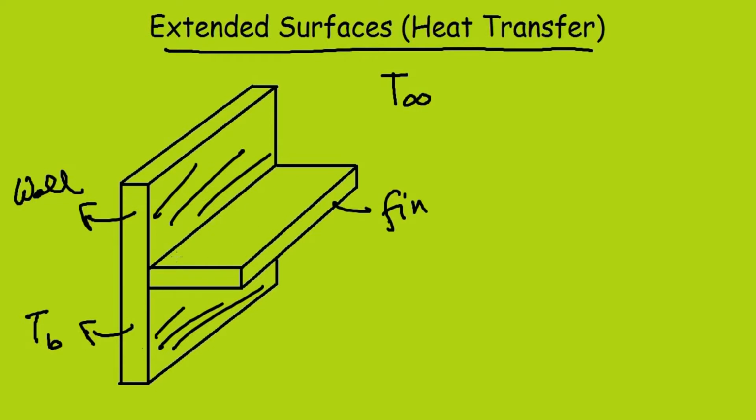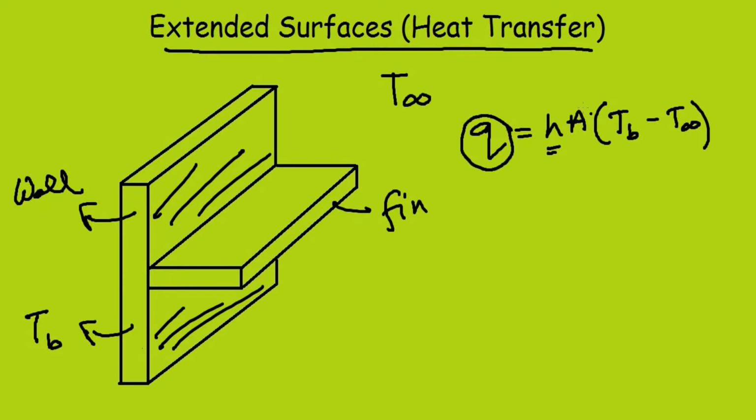Now without the fin, the rate of heat transfer from this wall to the ambient can be written as Q equals h, which is the heat transfer coefficient, times the area times TB minus T infinity. This is if there would be no fin. Now this h is the heat transfer coefficient, it is constant. So if I want to increase the heat transfer rate, the only control I have is to increase the surface area. That is the reason why we are using fins.